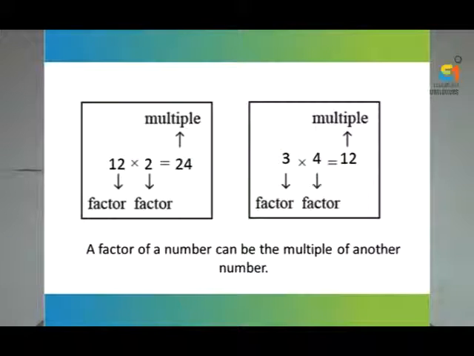Here, in the two cases, we see that 12 acts as a factor of 24 in the first and that it is also a multiple of 3 and 4 in the second. Therefore, a factor for a number can be the multiple of another number.